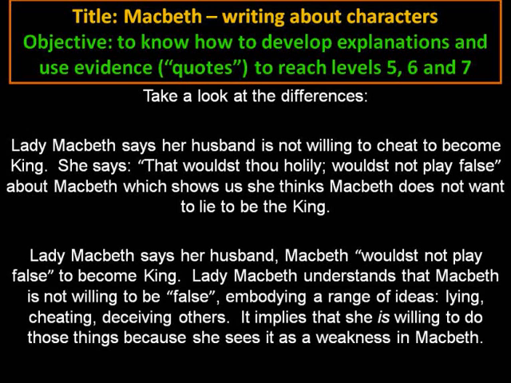Lady Macbeth says to her husband, Macbeth, "wouldst not play false" to become king. Lady Macbeth understands that Macbeth is not willing to be "false", embodying a range of ideas. Lying, cheating, deceiving others. It implies that she is willing to do those things because she sees it as a weakness in Macbeth. So as we can see here, embedding the quote, making it part of your sentence, as shown in yellow, will actually help you focus on the words and the phrases that matter, and expanding on the meaning of the word "false". In this context, lying to people, or perhaps deceiving them to get something that you want. And also explaining the idea of weakness and strength, which could arguably be some of the themes of the play.